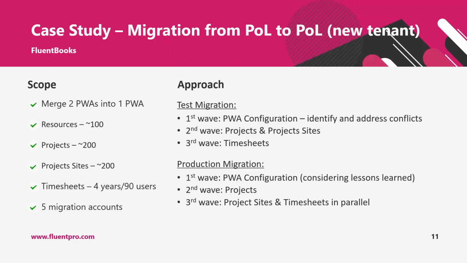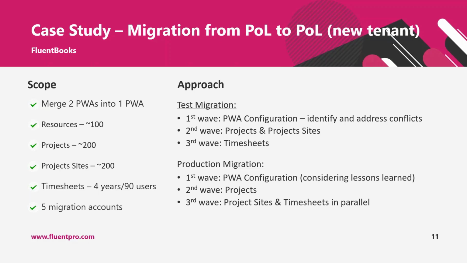There were about 100 resources, about 200 projects, and about 200 project sites. Even though the number of project sites itself is not that big, the size of project sites was pretty significant, and some of the sites were several gigabytes in size. And also there were timesheets to be migrated, and there were 4 years of timesheets from both PWAs.